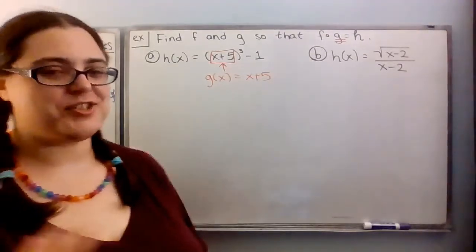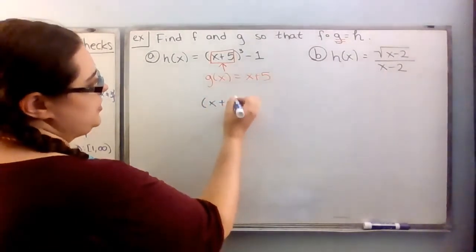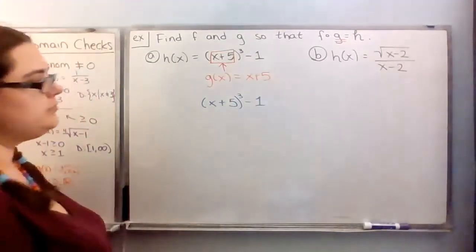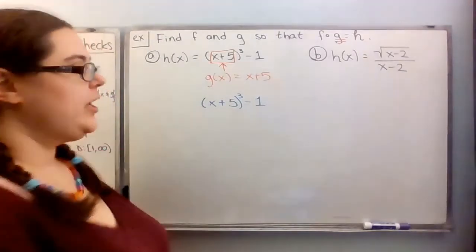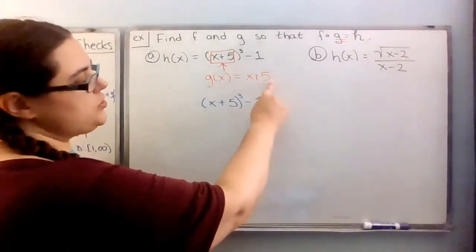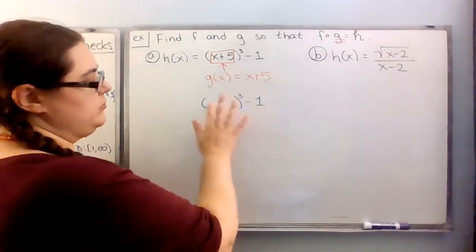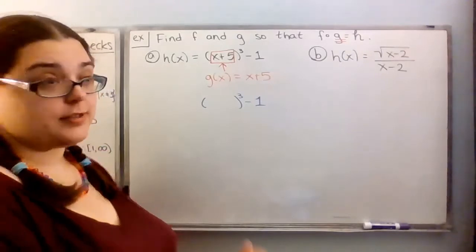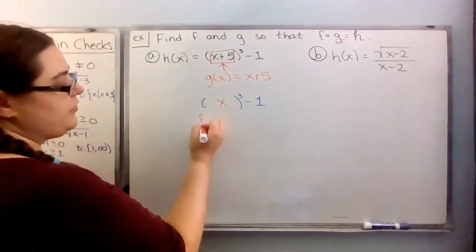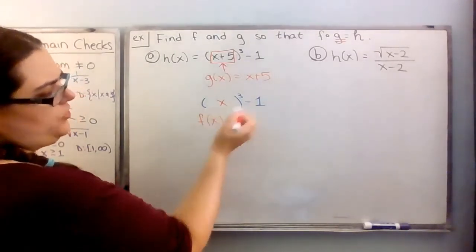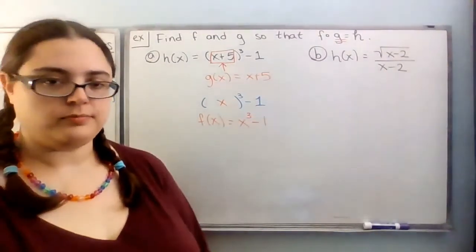My second step is to rewrite what h of x was. So I'm going to take that x plus 5 cubed minus 1. And in order to find f of x, what I'm going to do is take that thing I called g. So in this case, x plus 5, I'm going to erase that and just replace it with an x. So this means that f of x is going to be, I don't need these parentheses anymore, so f of x is going to be x cubed minus 1.